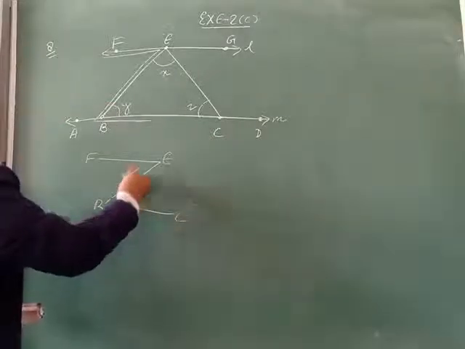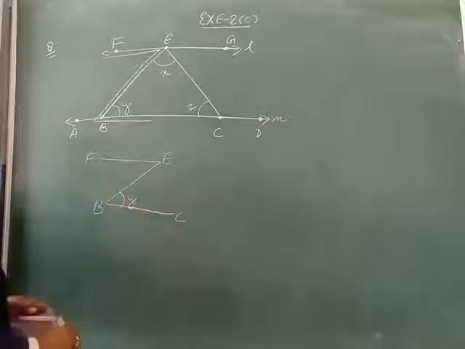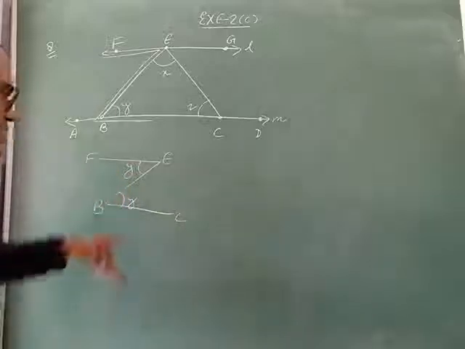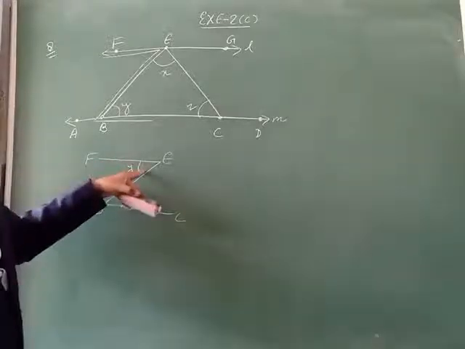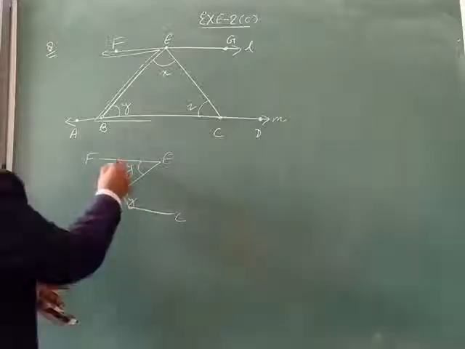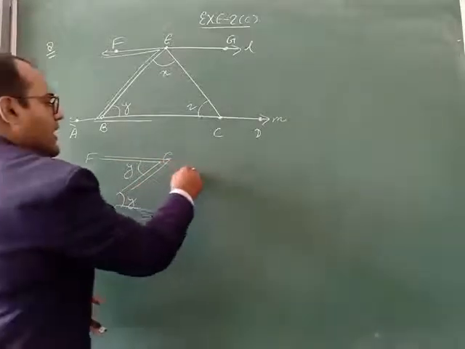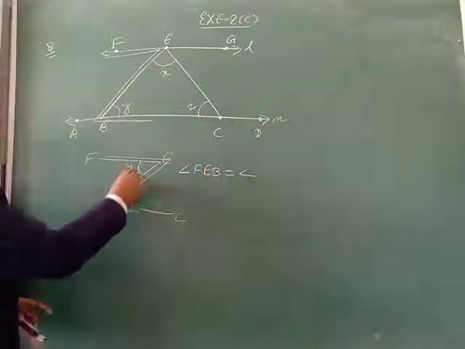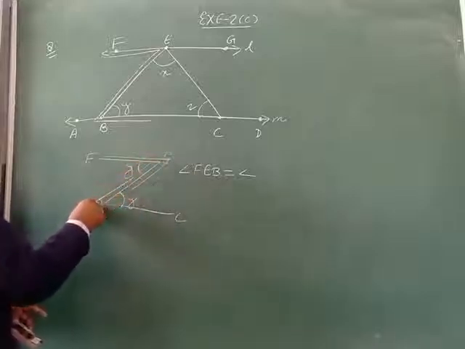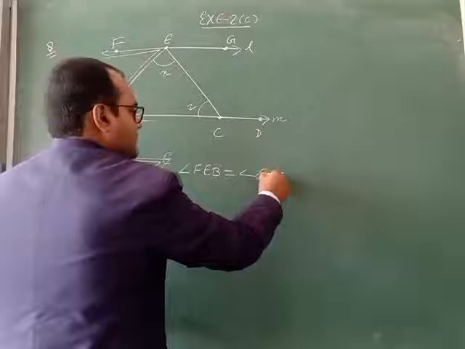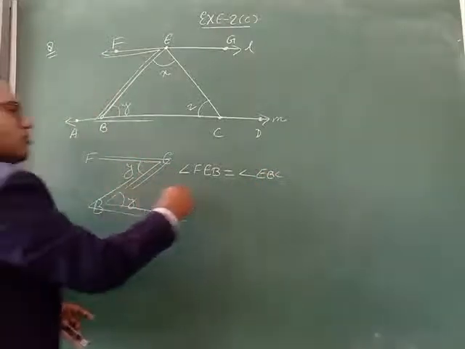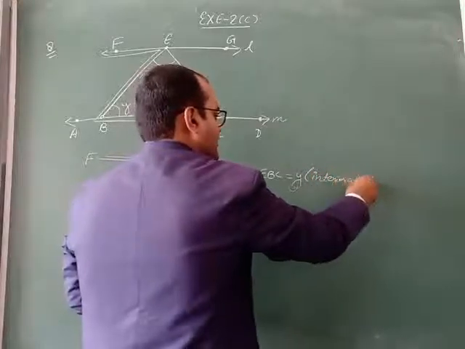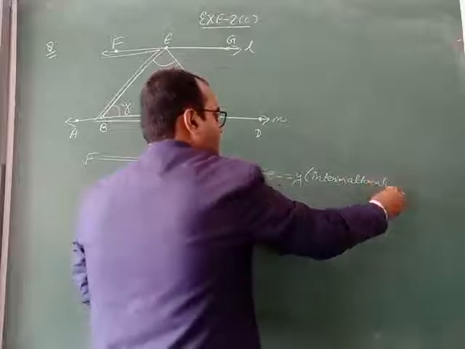Here it is Y, given in the question. So in the Z shape figure, this Y we will bring here. These two angles will be equal to each other. Here the value is Y, so we will say this angle will also be Y. The name of this angle we will write as FEB. Angle FEB will be equal to this angle EBC. Both the angles will be equal to Y. Z shaped angles we will call interior alternate angles.